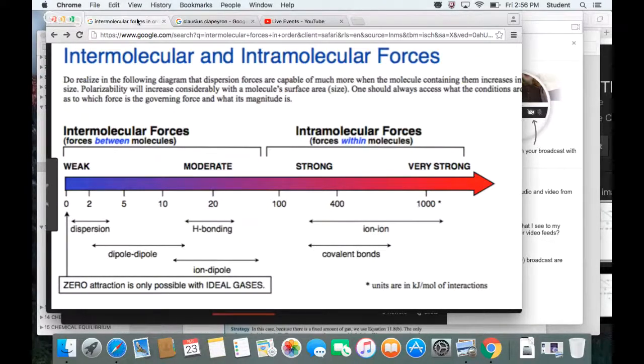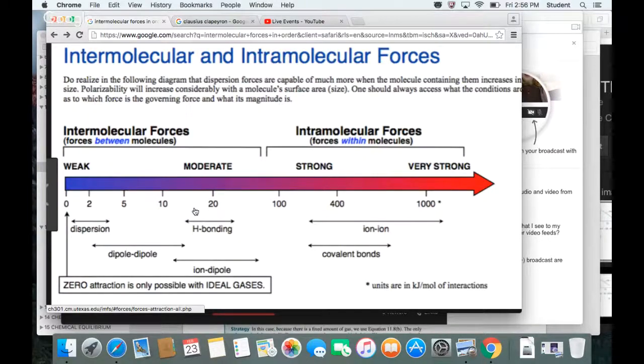And you can see right here, zero attraction is only possible with ideal gases. Before I told you that, and that's the reason, because they have no intermolecular forces. That's why it's zero. So we have the ideal, then we have the dispersion. After dispersion, dipole. And this is because their attractive forces are permanent. So dispersion and dipole both have attractive forces, but the dipole is permanent. So try to remember that.